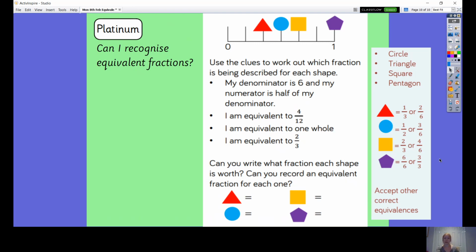Okay, well done if you did have a go at that, because it was a really tricky lesson today. So good for you for persevering if you tried to get to platinum as well. Right, that's the end of Monday's maths lesson. We will be back for a third lesson of equivalent fractions tomorrow. And hopefully it's getting a bit easier each time for you to understand what we're trying to do.